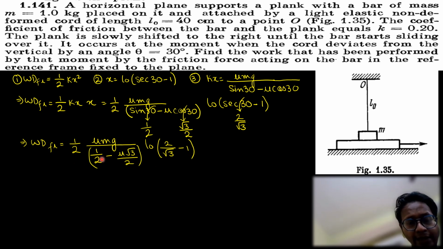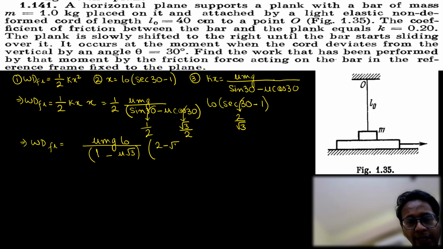So if you rewrite this entire equation, I'll get something like this. Now I can take out common 2 and cancel with this 2. So this 2, this 2 and this 2 will get cancelled. So I'll get 1 minus mu root 3. Now how can I simplify this? L naught I can bring out here. 2 by root 3 minus 1. I can take root 3 as denominator and make this entire thing 2 minus root 3 by root 3.